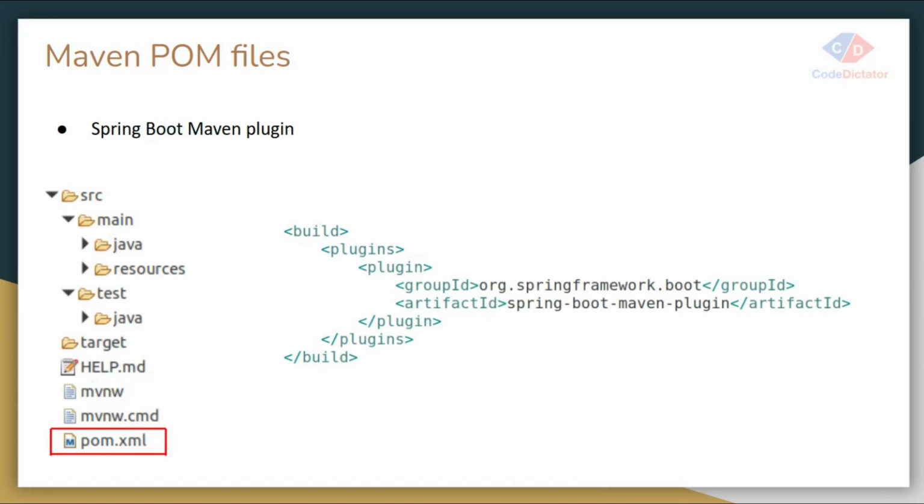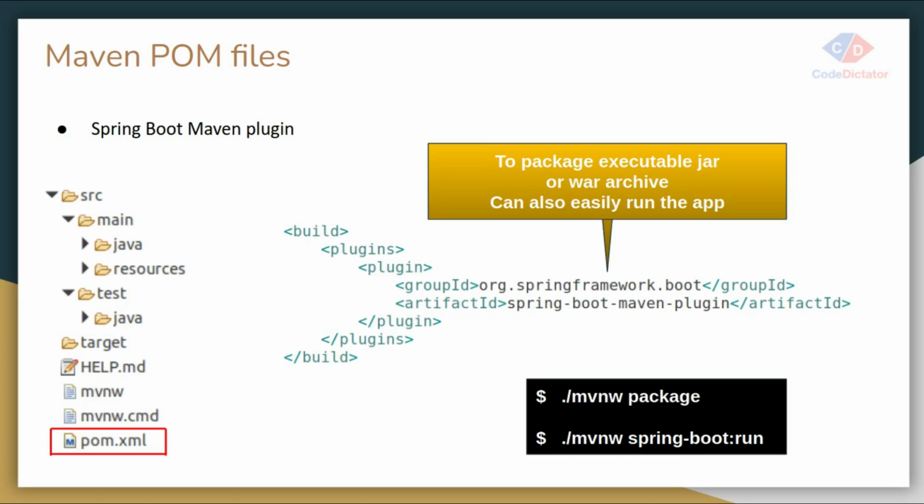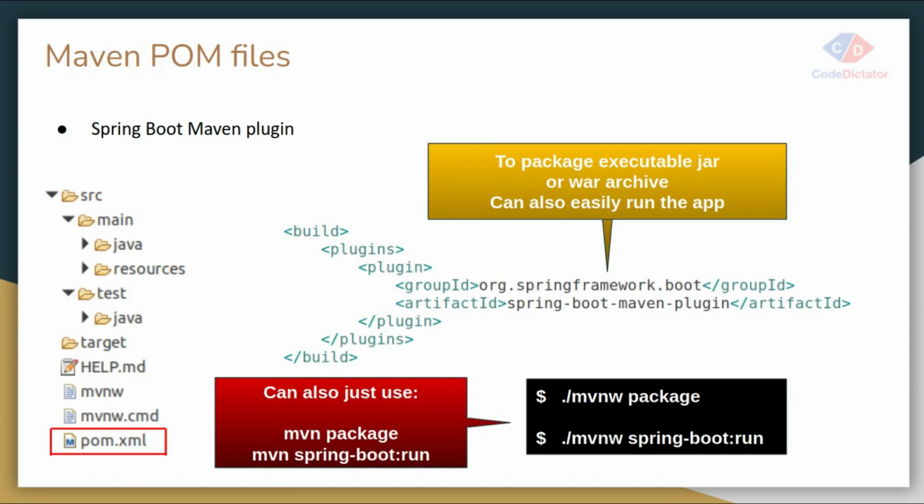Again, pom.xml has another setup section, which is the build plugin. So what exactly is that plugin? It packages an executable jar or war archive so you can easily run your application. With the help of these commands you can run your application from the command prompt, like mvn package and mvn spring-boot:run. If you have already installed Maven on your system, you can simply run mvn package and mvn spring-boot:run. Okay, this is the basic structure of your application.